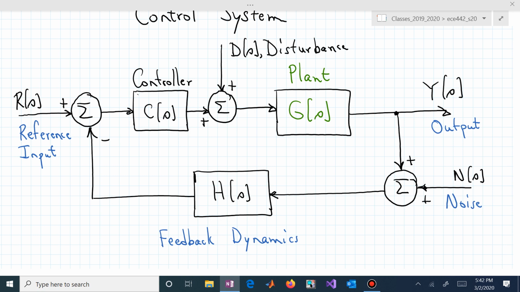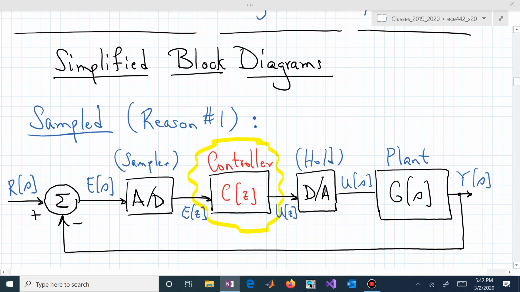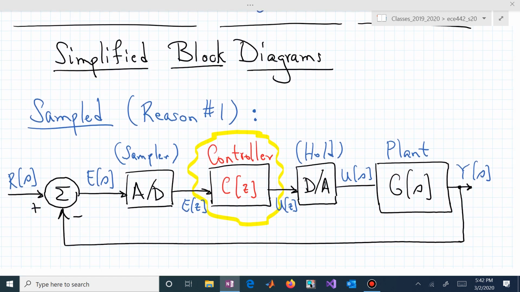Go from a G of S to a G of Z. What do those look like in block diagram form? These are simplified block diagrams because I don't show you the disturbance, I don't show you the noise, I don't have any feedback dynamics. Capital H of S is 1, but I'm just trying to focus on the particular aspects that are important to us.